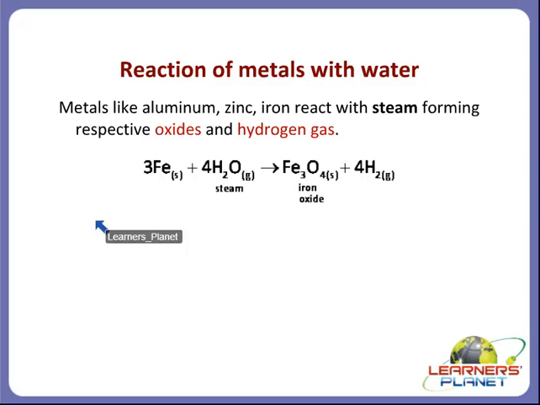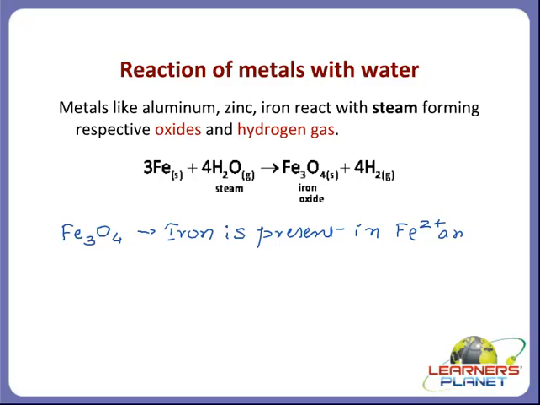Fe3O4, iron oxide, and 4 hydrogen. In this iron oxide, Fe3O4, children, iron is present in the +2 state, that is Fe2+, as well as in the Fe3+ state. So Fe3O4 is also called iron 2,3 oxide.